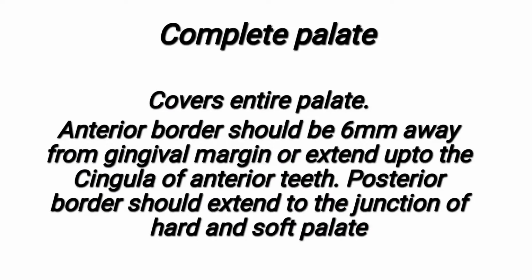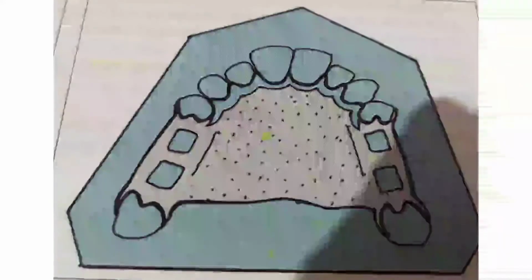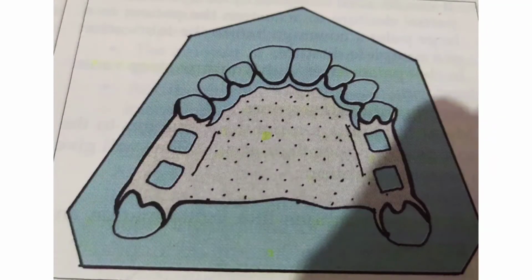Complete palate. It covers the entire palate. The anterior border should be 6 mm away from the gingival margin and extend up to the cingula of the anterior teeth. The posterior border should extend to the junction of hard and soft palate. Indication: used when many posterior teeth are replaced, Kennedy's class 1 case, flat ridge and shallow vault where high stability is required. This is the example of complete palate.